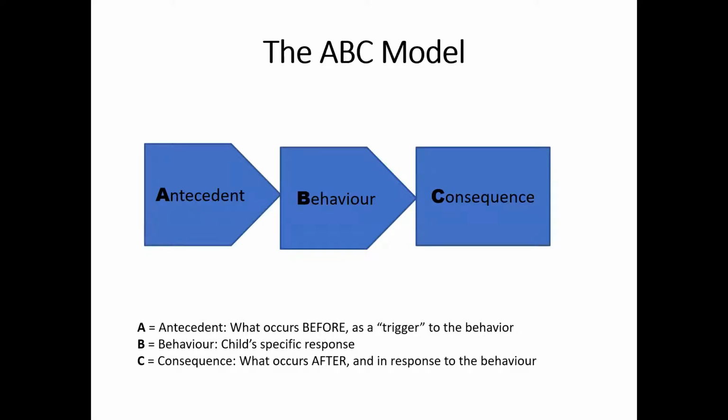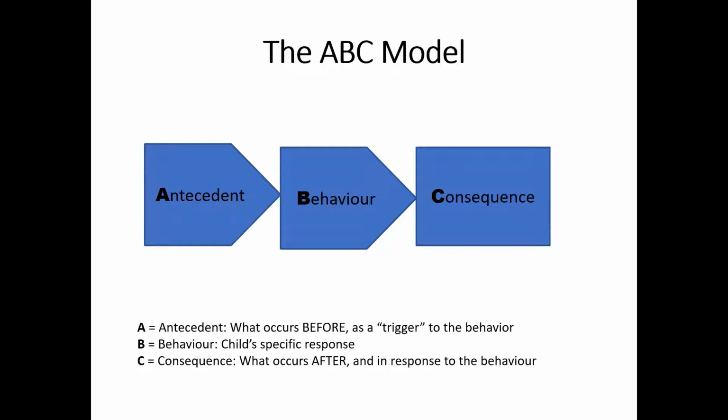So, the ABC model of behavior. This is the antecedent, the behavior, and the consequence. The antecedent is what occurs right before the behavior. This is sometimes known as the trigger for the behavior, but really it's what happens right before the behavior occurs. Then the behavior itself, this is the child's response, that specific behavior that the child is engaging in. And then there's the consequence, which I had mentioned already. The consequence is what occurs right after in response to that behavior.